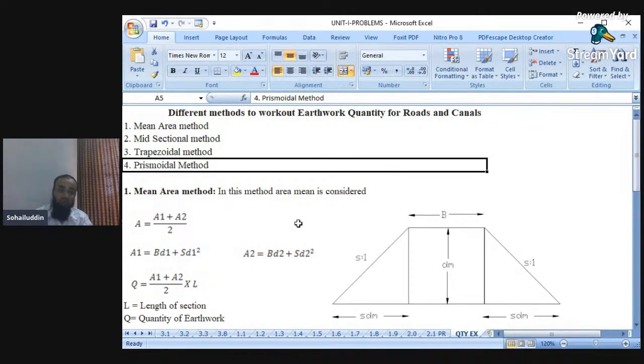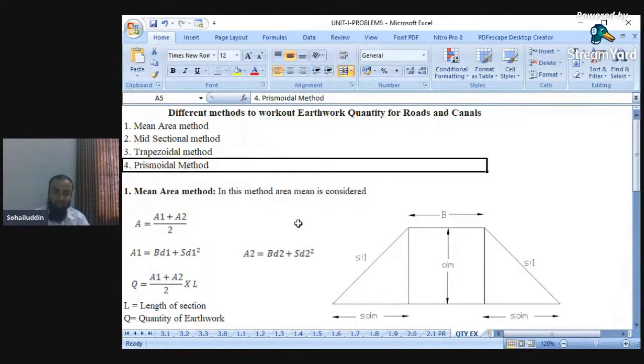But here, how to find the area is most important. We are considering the road to be a trapezoidal shape. While finding the quantity of earthwork in the case of roads or canals, we consider it in the shape of a trapezoid.